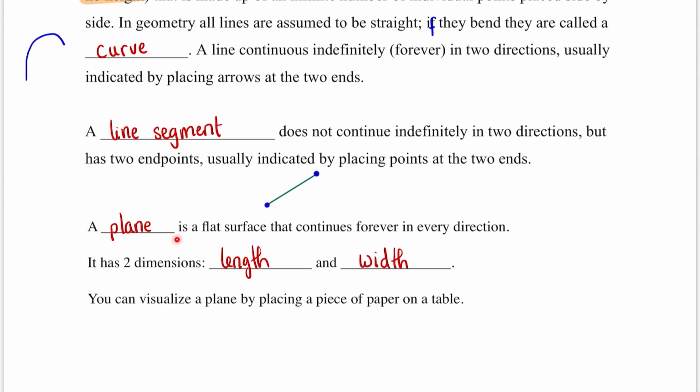A plane is a flat surface that continues forever in every direction. It has two dimensions, the length and the width. You can visualize a plane by placing a piece of paper on a table.